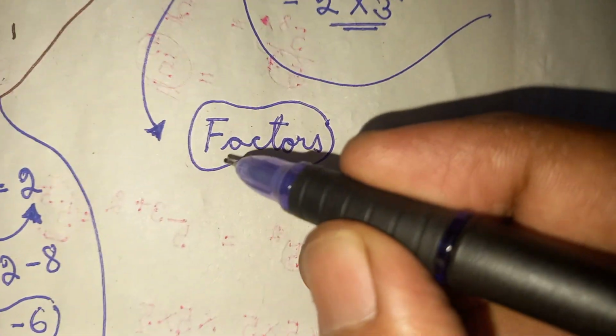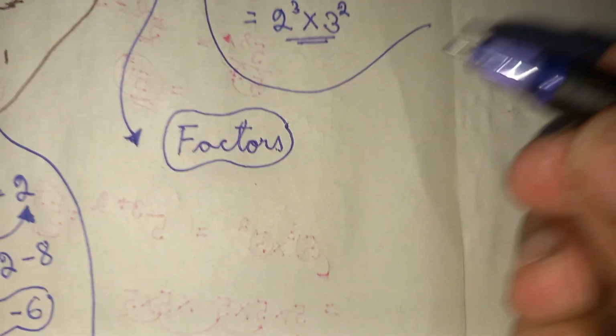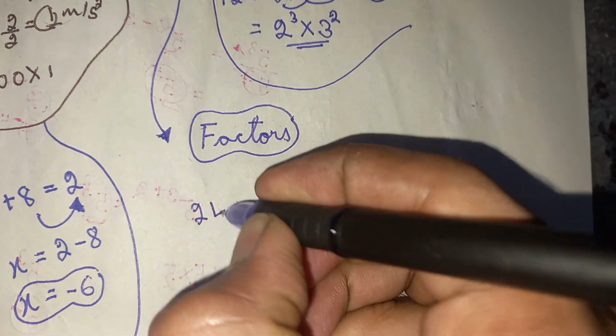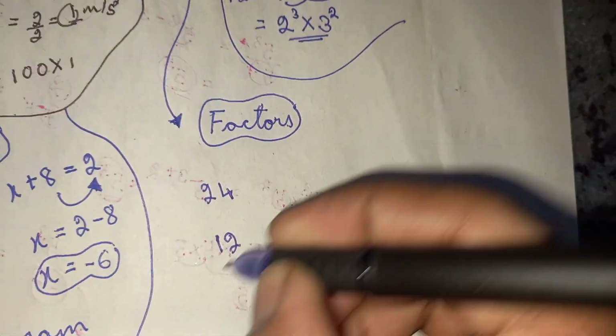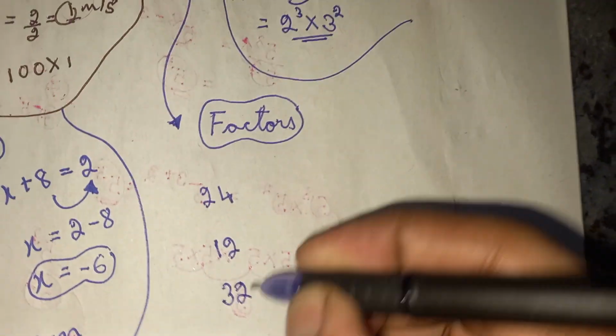Dude, here I am going to tell you how to write any number into factors. Factors means any composite number you can write as a product of prime numbers.